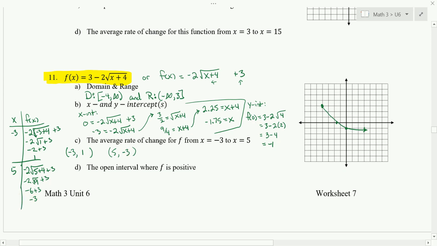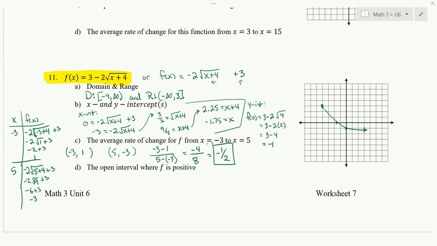So now we want to find the average rate of change, which is the same thing as the slope. So you take your two y values and subtract them, divided by the difference of your x values. Watch out for double negatives. So this reduces to negative 1/2 is our average rate of change from x equals negative 3 to x equals 5.